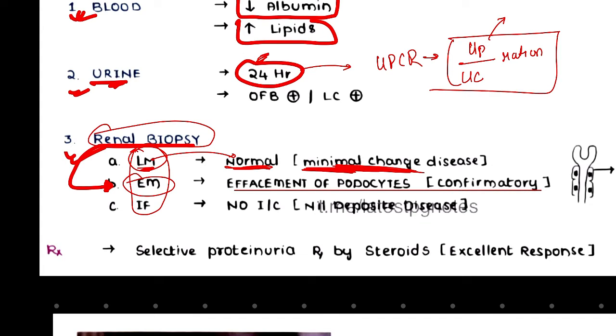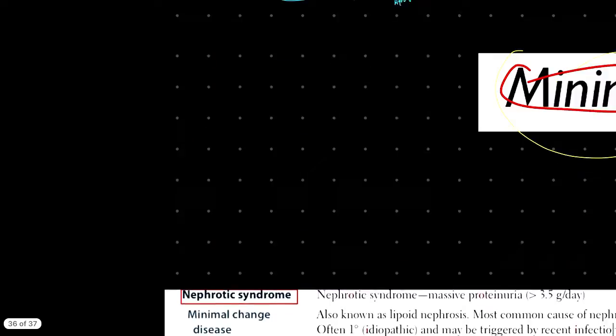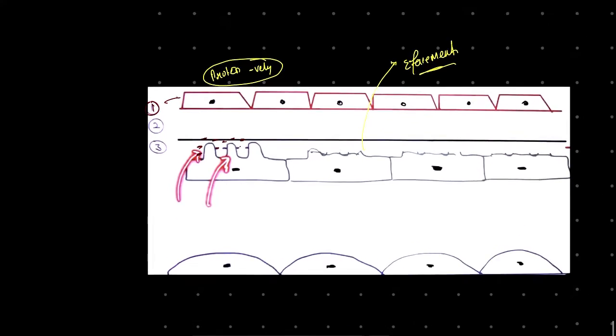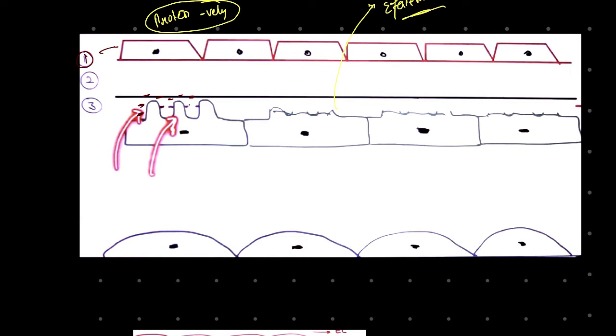And it is the confirmatory diagnosis. Now what is this effacement of podocytes? Effacement means what? Yes, we have discussed this in our nephrotic syndrome. Now here, what is this? This is our podocytes.